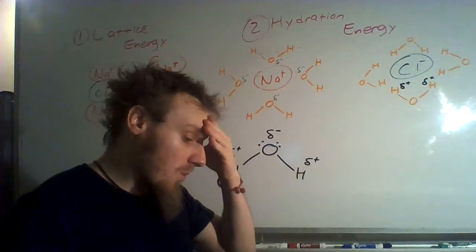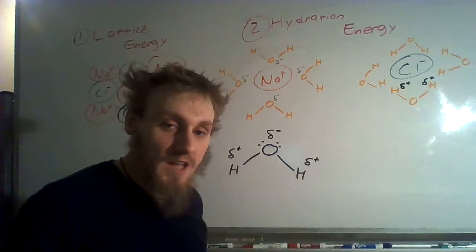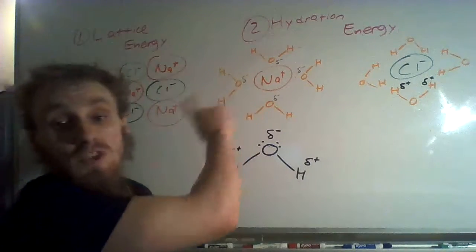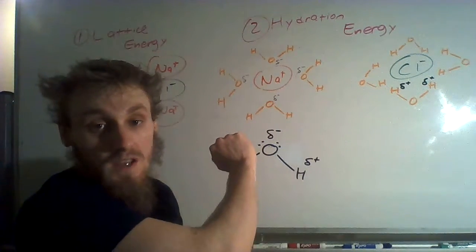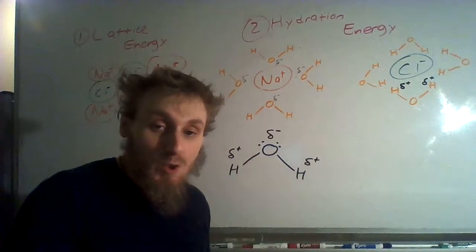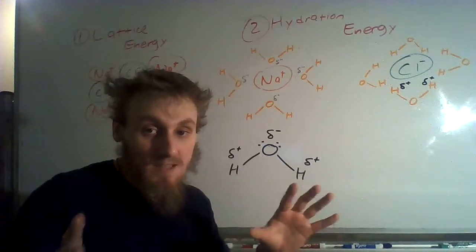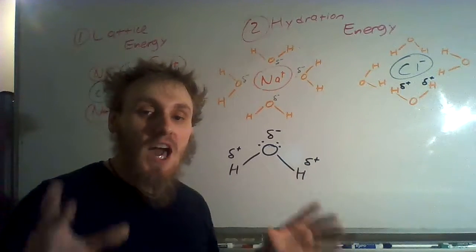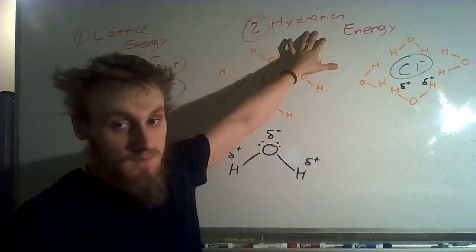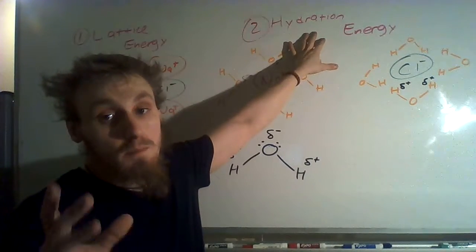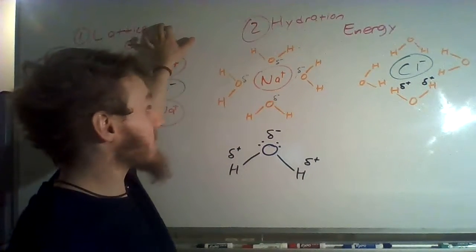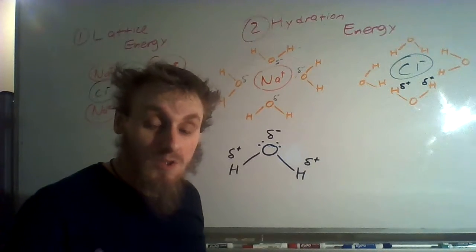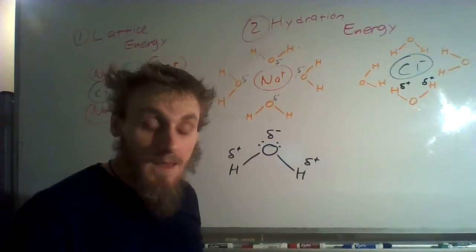And so in order to figure out whether or not some ionic compound will dissolve in water, you can actually compare these two different energies, right? So just look at the magnitudes of these respective energies. If the magnitude of the hydration energy is greater than the magnitude of the lattice energy, that ionic compound will likely be soluble in water, right?